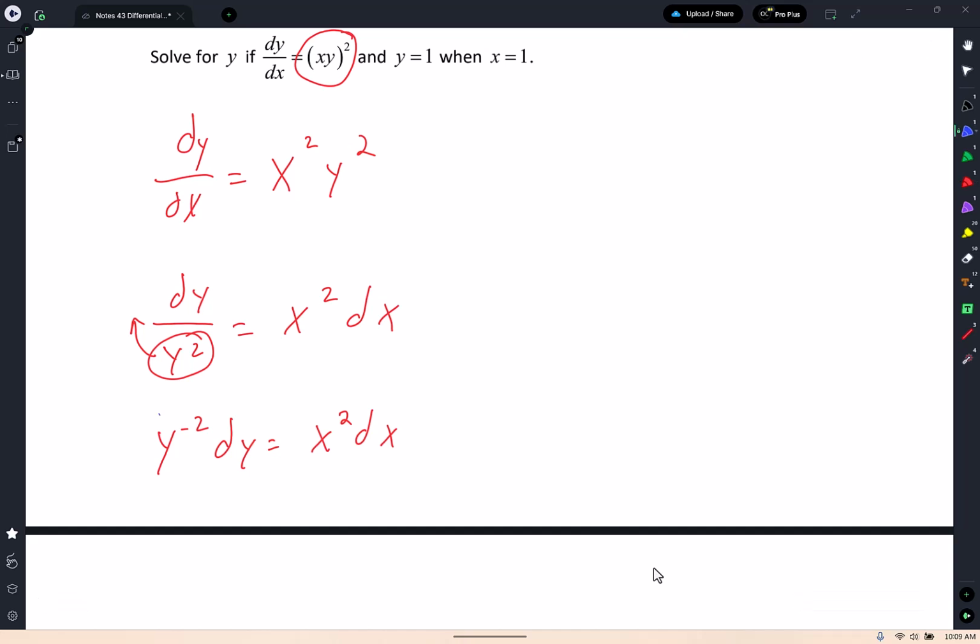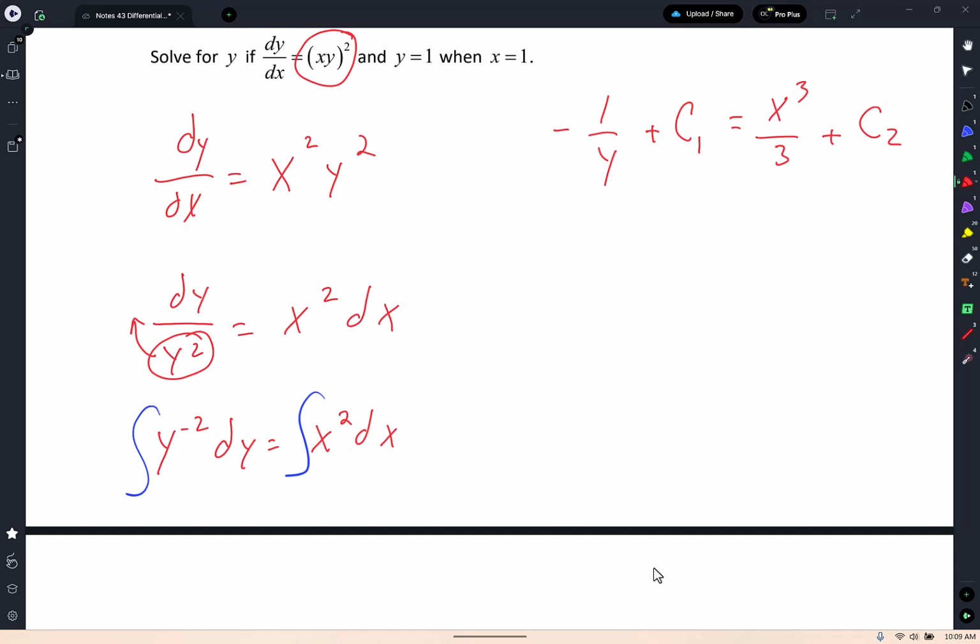I'm going to integrate. And then you're going to say, okay, well, let's see, antiderivative. Y to the negative 2, add 1, divide. So negative 1 over y, plus C1, equals the antiderivative of the right-hand side, x cubed over 3 plus C2.